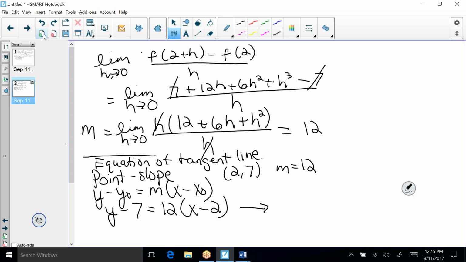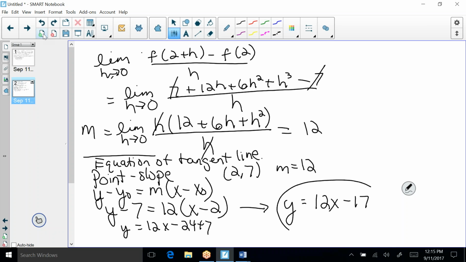So this is going to be the same thing as y is equal to, when we distribute the 12 on the right-hand side, 12x. And then that's going to be minus 24 plus 7. So you have this minus 24 plus 7, which is the same thing as minus 17. So that's going to be the equation of the tangent line at that point: y equals 12x minus 17.